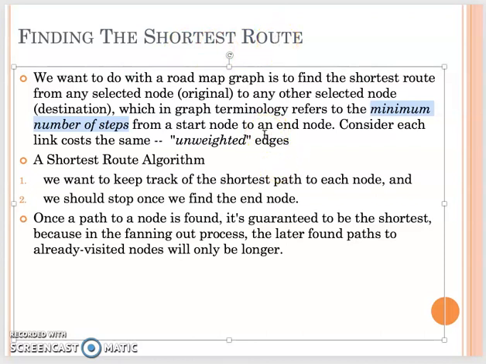So in this situation, when we consider the shortest route, we don't think about the links having a length. Instead, we only consider all the links as having the same cost. So this one we call unweighted edges. So from here, we will start learning how to find the shortest route.